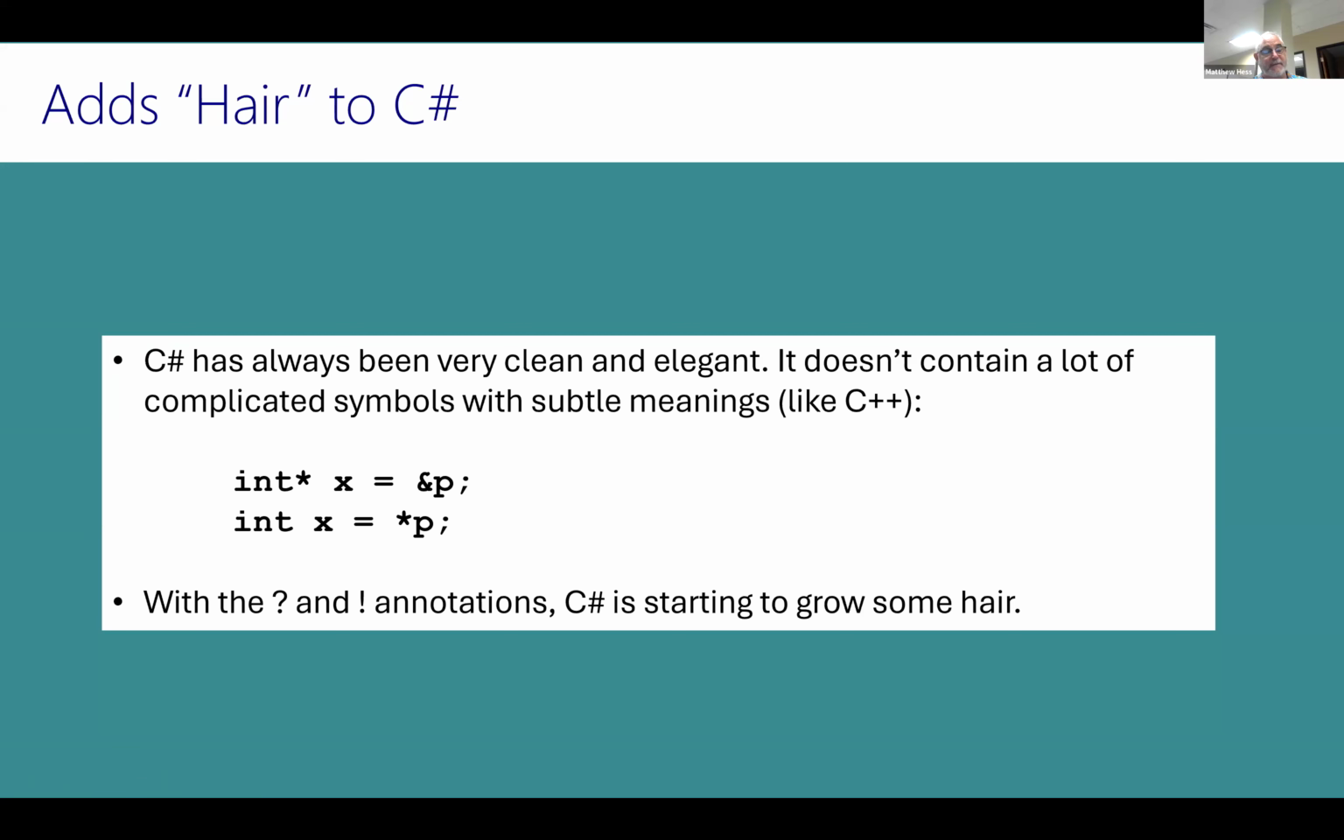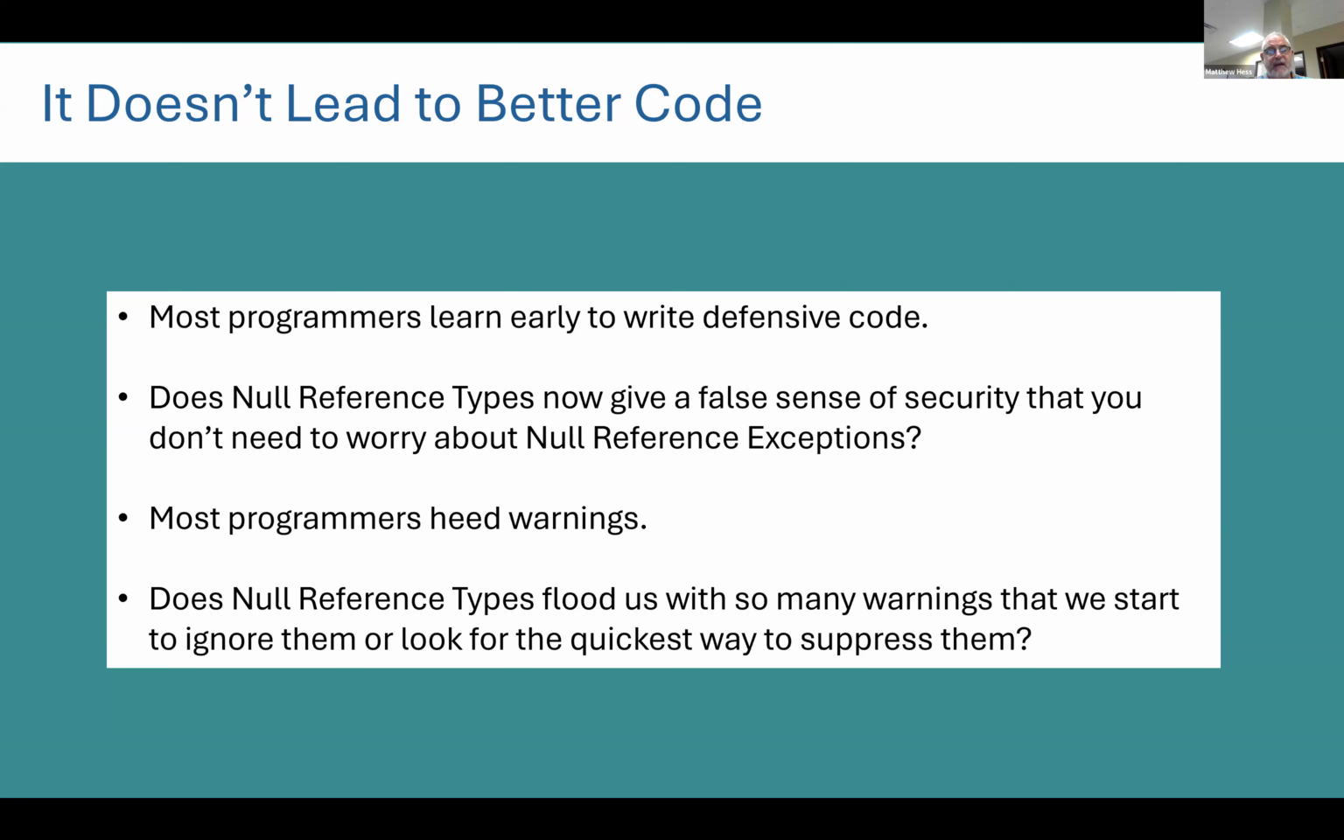This one is kind of a rough one, right? The whole point of this feature is to try to get people to write better code. And this critique says, but it doesn't even actually do that. Most programmers, we learn early to write defensive code. We put null guards in. Now, does this feature, null reference types, give us this false sense of security that you don't need to worry about this anymore? In the same way that modern C# programmers don't really worry about memory leaks anymore. You can still write them, but they're hard to write. So if it's doing that, then maybe it makes us worse programmers.